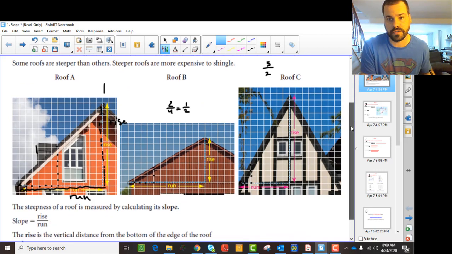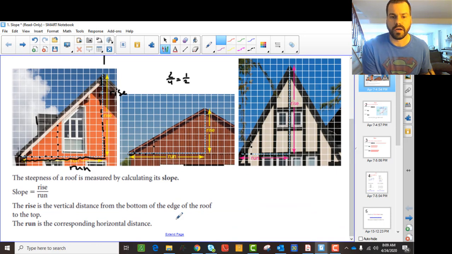So the idea of slope is rise over run, and it's the idea of taking the vertical distance that you've moved from the bottom of the edge of the roof to the top, to wherever you stop, and the run is that corresponding horizontal distance. That's the idea of slope.